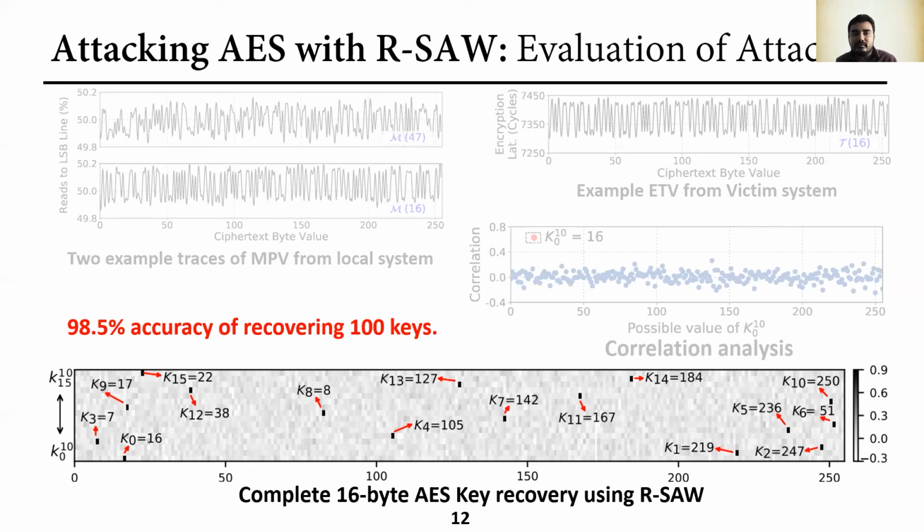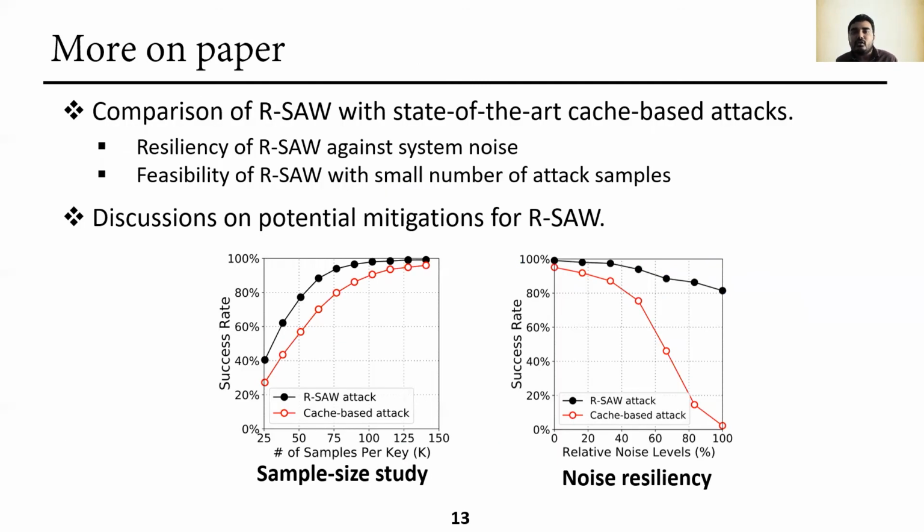Furthermore, we use 100 different keys in the victim machine and observe that RSO can recover all 100 keys with 98.5% accuracy. In this paper, we have more discussion about RSO, including a comparison with state-of-the-art cache-based AES key recovery attacks. We also discuss potential mitigations for future systems.